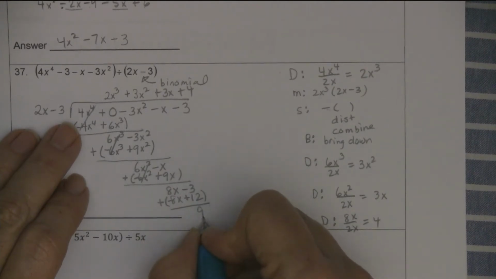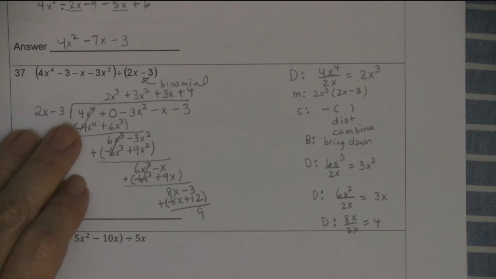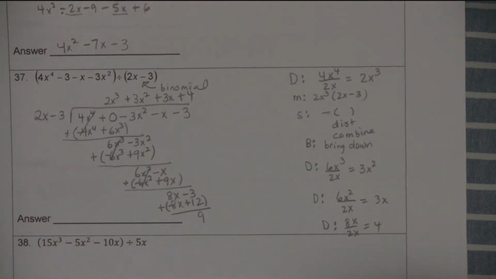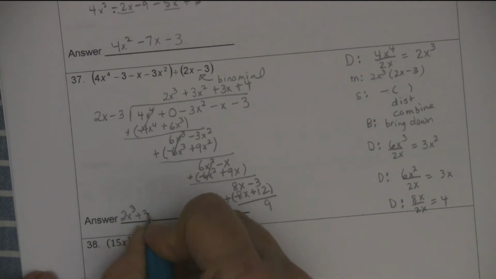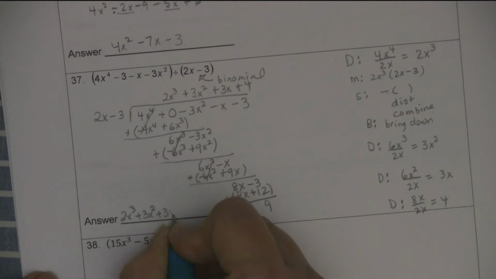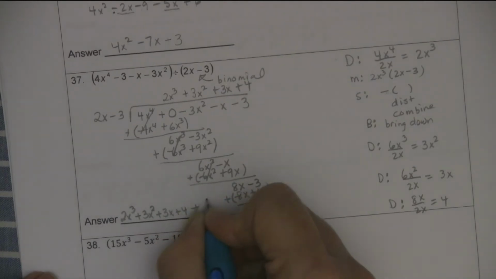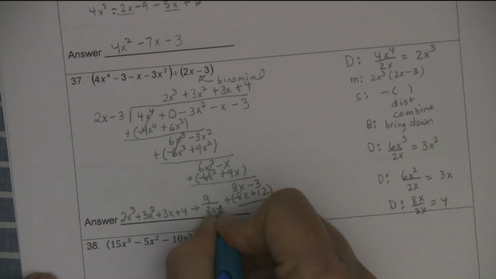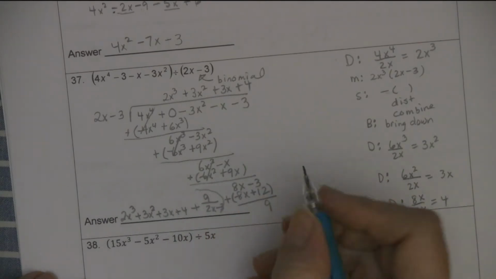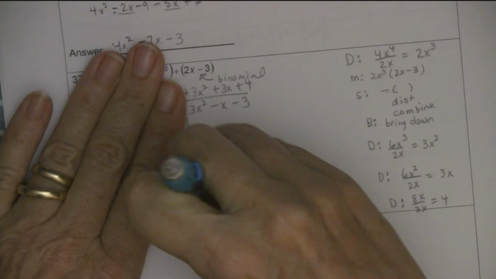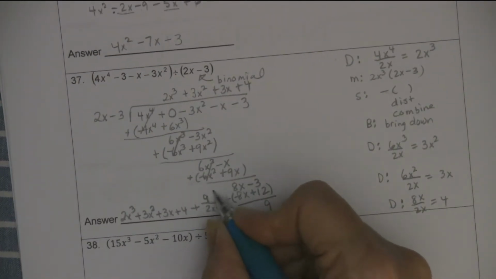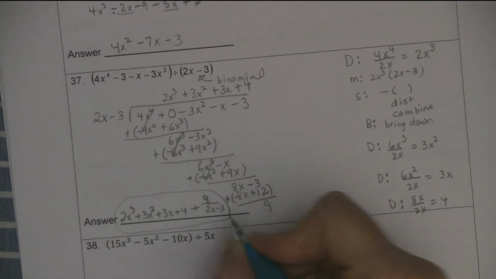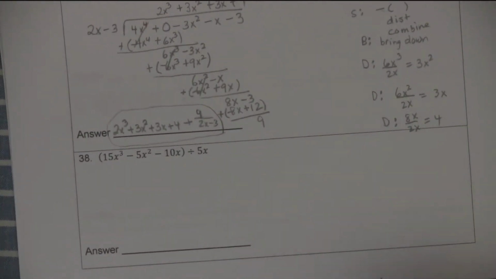So my remainder is 9, right? 12 take away 3 is 9. So my answer is, is it going to fit on this line? 2x to the third plus 3x to the second plus 3x plus 4 plus 9 over 2x minus 3. Oh, I got kind of into my answer line. There, I tried to make it where it's separated so everyone knows what I have.